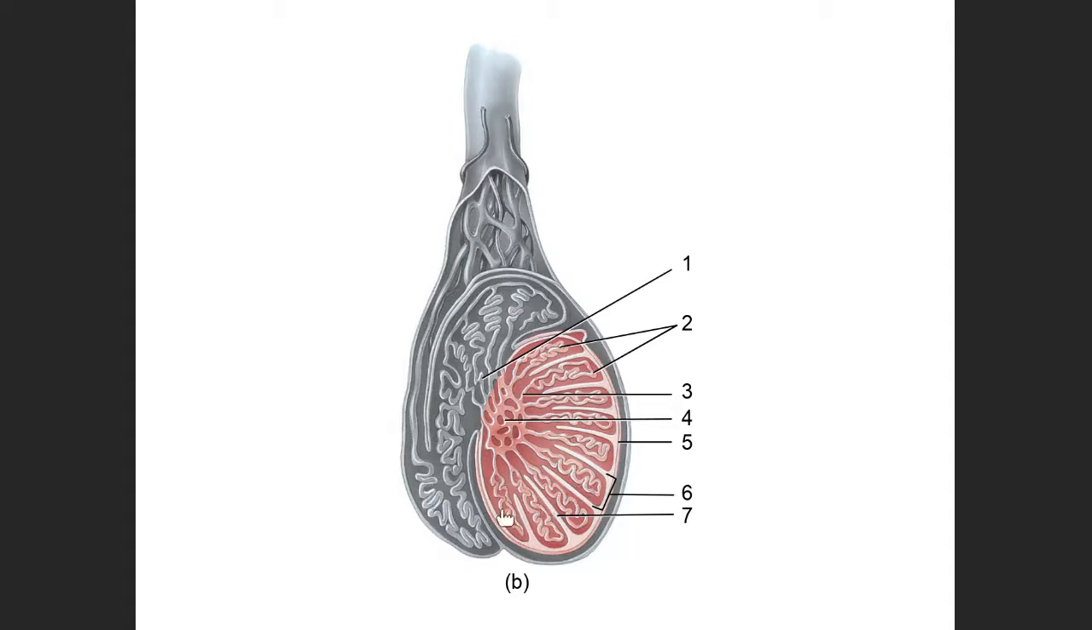In each testis lobule, you have number 2, seminiferous tubules. Seminiferous tubules are coiled, and at the end they make number 3, which is a straight tubule, and all straight tubules join together and make number 4, which is the rete testis. And from the rete testis, you can see number 1, the efferent duct which comes out of the testis. They join together and make epididymis.